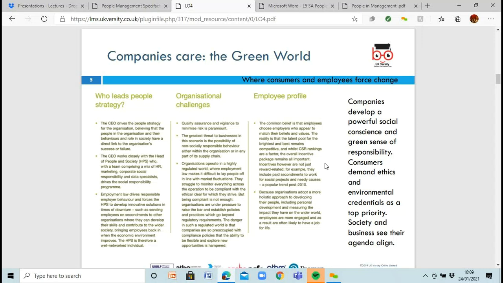And then we go on to the green world. So this is companies care. Now this is where consumers and employers force a change. So companies develop a powerful social conscience and green sense of responsibility. So consumers demand ethics and environmental credentials as a top priority. And society and business see their agenda align. So this is where people want to be more green, they want to be more ethical.